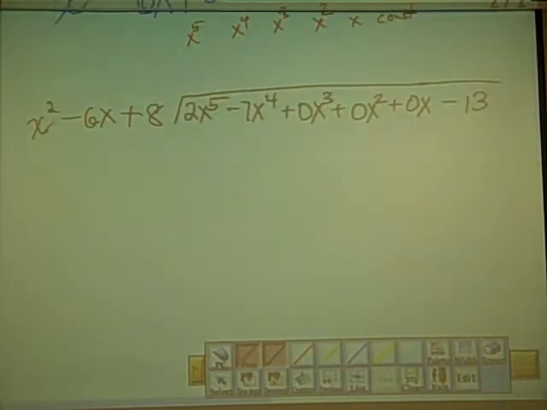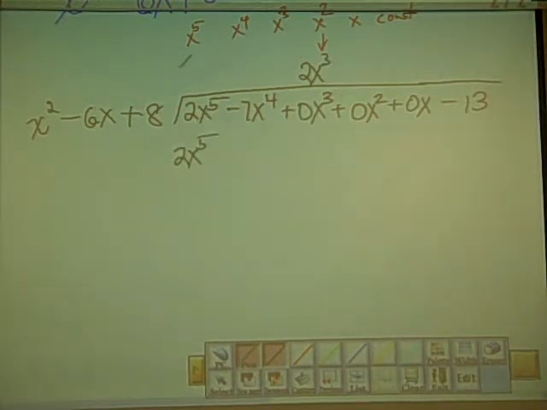And because we're working with a trinomial divisor, we can't use synthetic division. We have to use long division. Because our divisor has 3 places, we have to start 3 places for our quotient. We ask ourselves, what times x squared will give me 2x to the 5th? Well, 2x cubed times x squared gives me 2x to the 5th. So I'm going to write that in there.